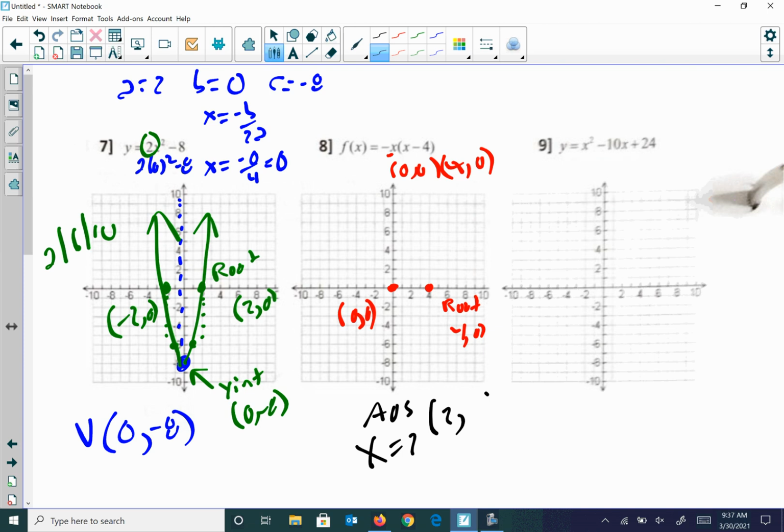So my vertex is going to be 2 comma something. We'll plug 2 back in. So I get negative 2 times 2 minus 4, which is negative 2 times negative 2, which is going to give me 4. So I get 2 comma 4.